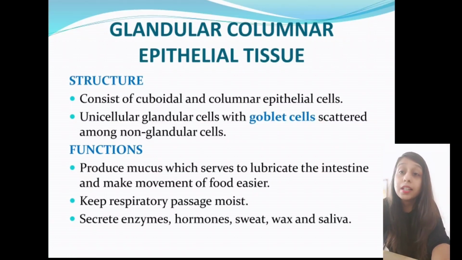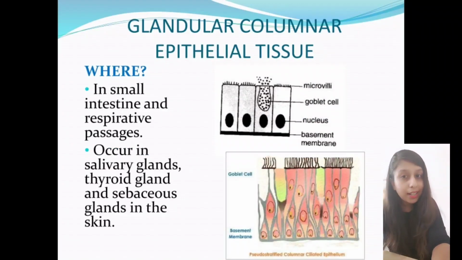Next is the glandular columnar epithelial tissue. It consists of cuboidal and columnar epithelial cells, unicellular glandular cells with goblet cells scattered among non-glandular cells. The function they perform is production of mucus, which serves to lubricate the intestine and makes the movement of food easy. As food passes through the small intestine, the movement has to be very easy. That is why these glandular columnar epithelia are present. The word glandular itself means that they are glands, so obviously they are going to secrete enzymes.